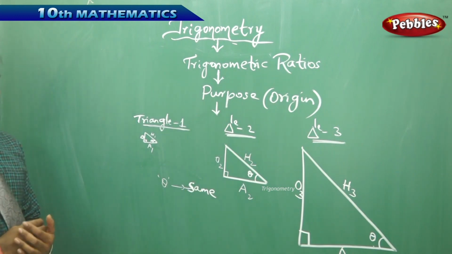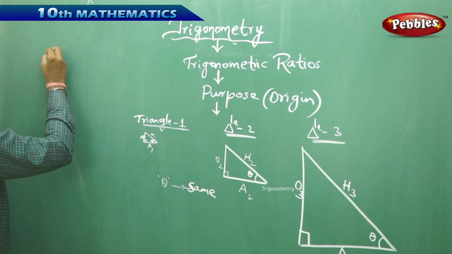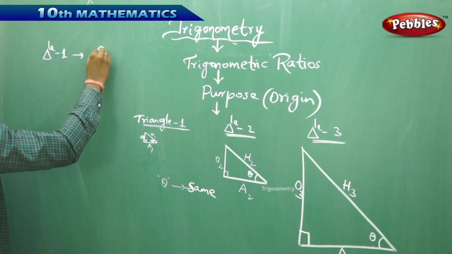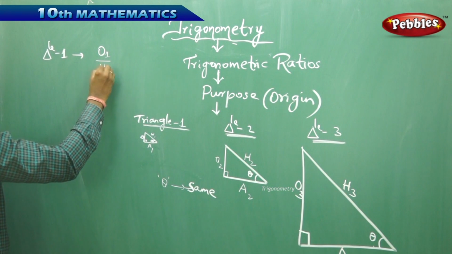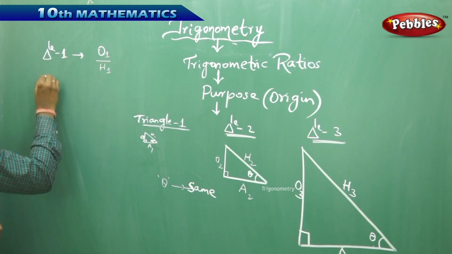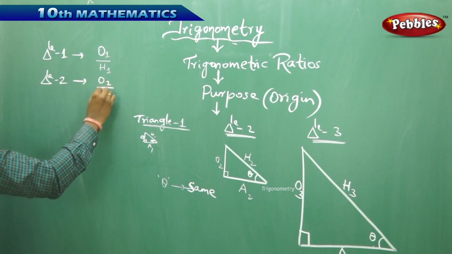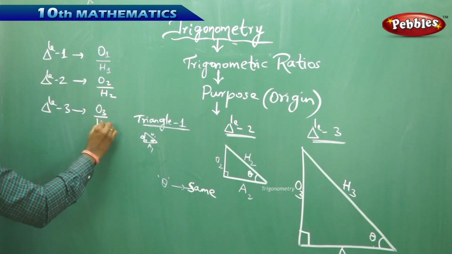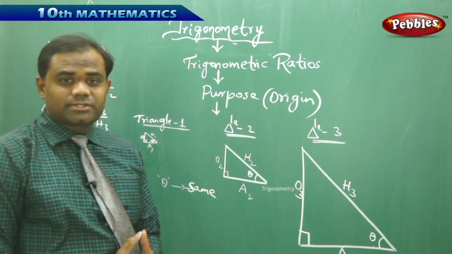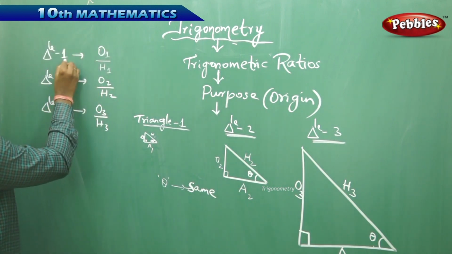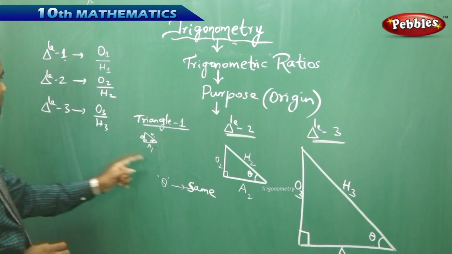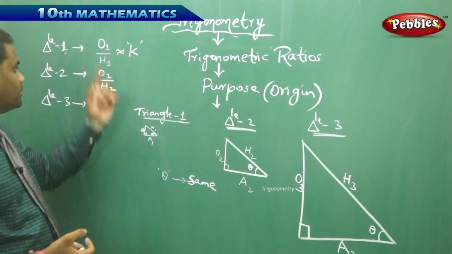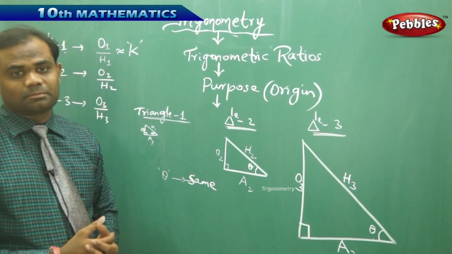So mathematicians started identifying for triangle 1, say I just divide the opposite side with hypotenuse, and then for triangle 2, I divide the opposite side with H2, and for triangle 3, I divide the opposite side with hypotenuse. Interestingly, for triangle 1, where theta is the same, O1 by H1 gave an approximate value, say some k. When divided, it gave some decimal value which was denoted with k.